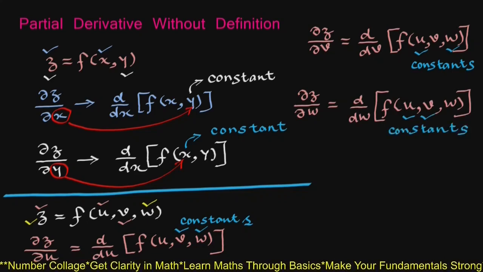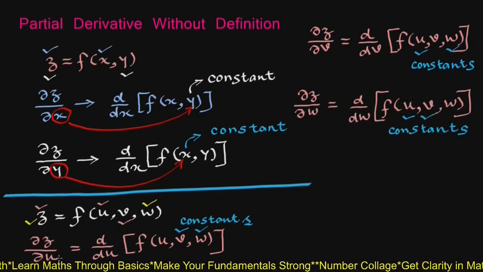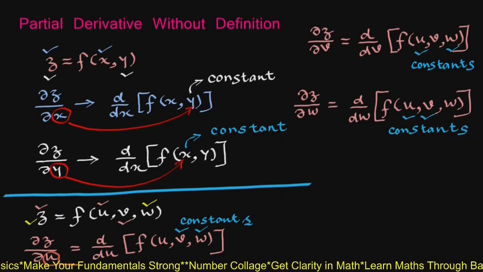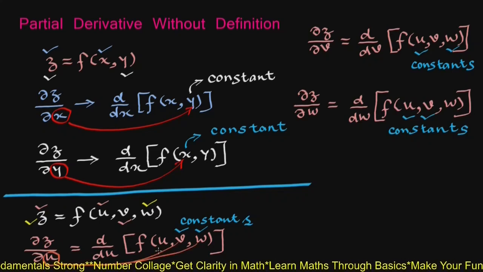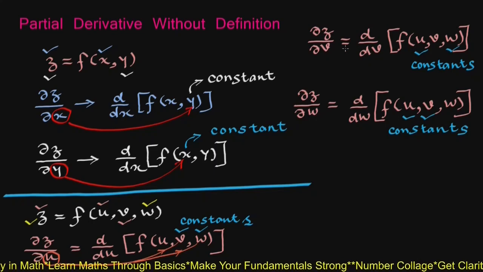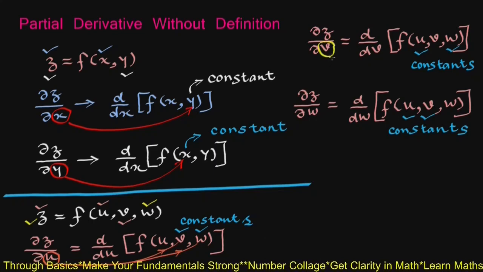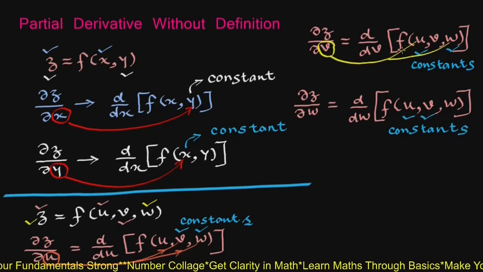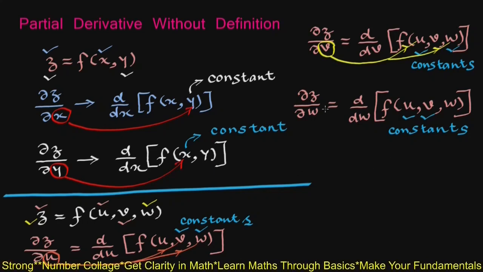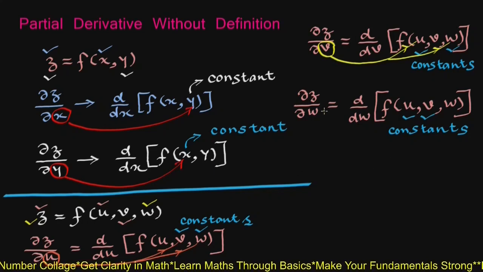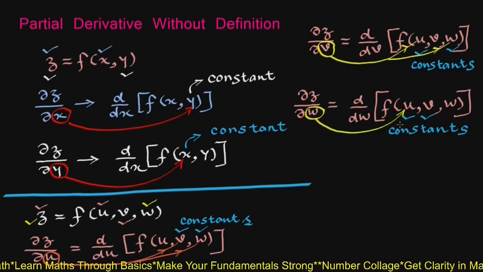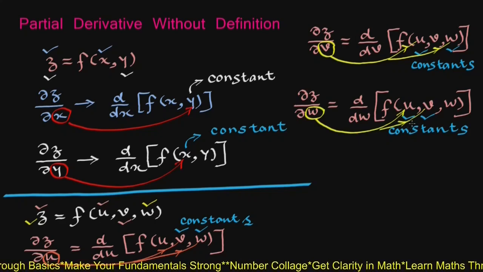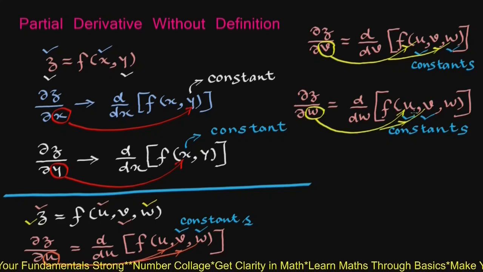So remember, when it is ∂z/∂u, you have to treat v and w to be constants. For ∂z/∂v, you have to treat u and w to be constants, and for ∂z/∂w, you have to treat u and v to be constants. Now let us see how do we do this.